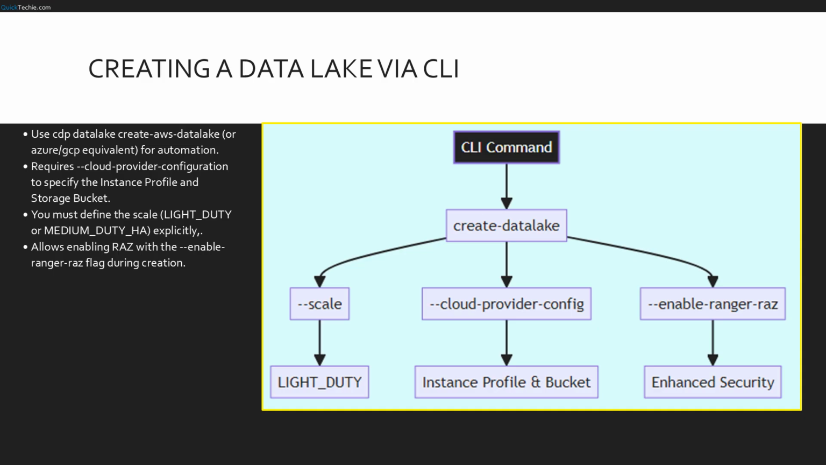This flowchart breaks down the CLI command structure. The core command is create-datalake. It branches into 3 critical parameters: scale, which determines if you deploy light duty; cloud-provider-configuration, which links your instance profile and bucket; and enable-ranger-raz, which activates enhanced security. Combining these flags allows for a fully automated, secure deployment.